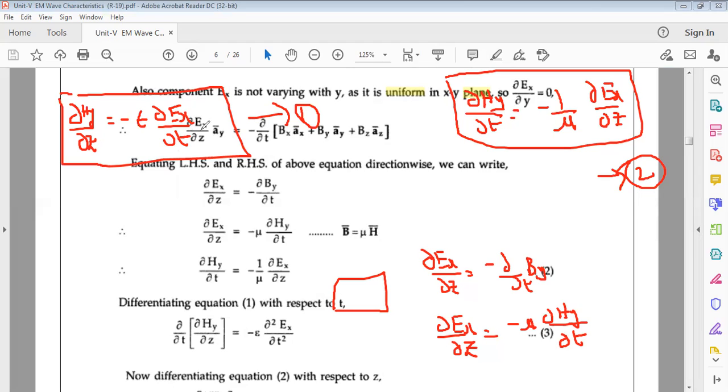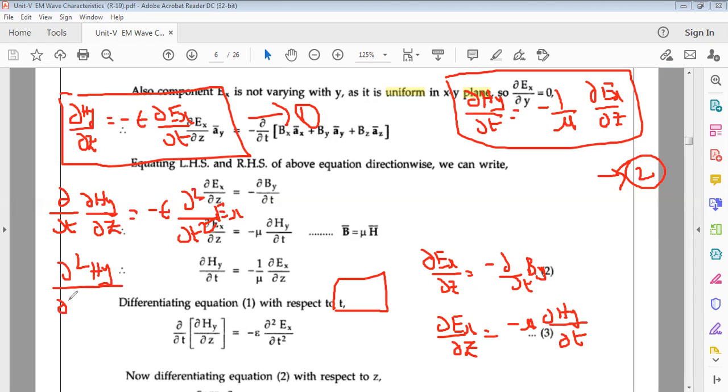Differentiating on both sides with respect to t, we take ∂/∂t of ∂Hy/∂z, which equals minus epsilon into ∂/∂t of ∂Ex/∂t, so it becomes ∂²Hy/∂t∂z is equal to minus epsilon into ∂²Ex/∂t². Got it, my dear students?